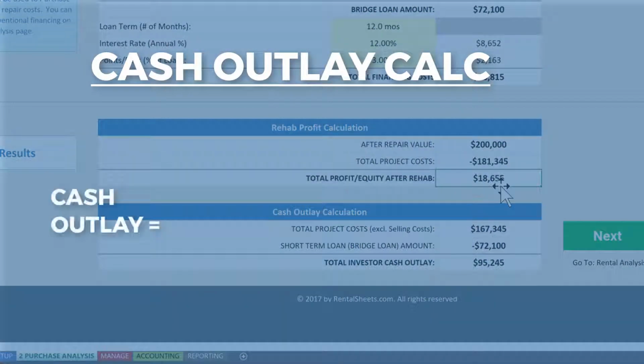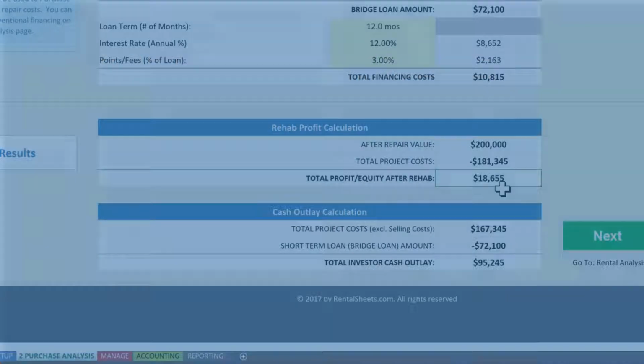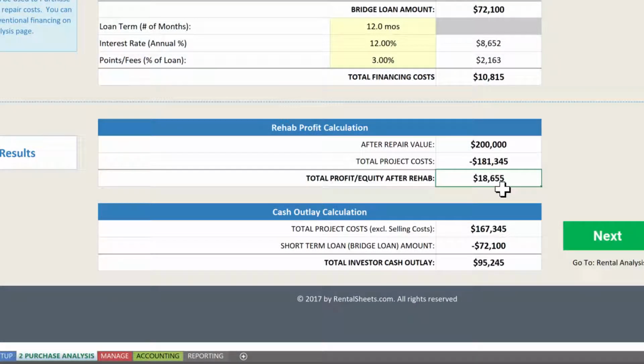Your cash outlay is calculated by taking all of the project costs, excluding your selling costs, and deducting the loan you're receiving for the property. The balance between the project costs and the loan amount is the amount of cash you as the investor will have to invest in the deal to cover the remaining costs.